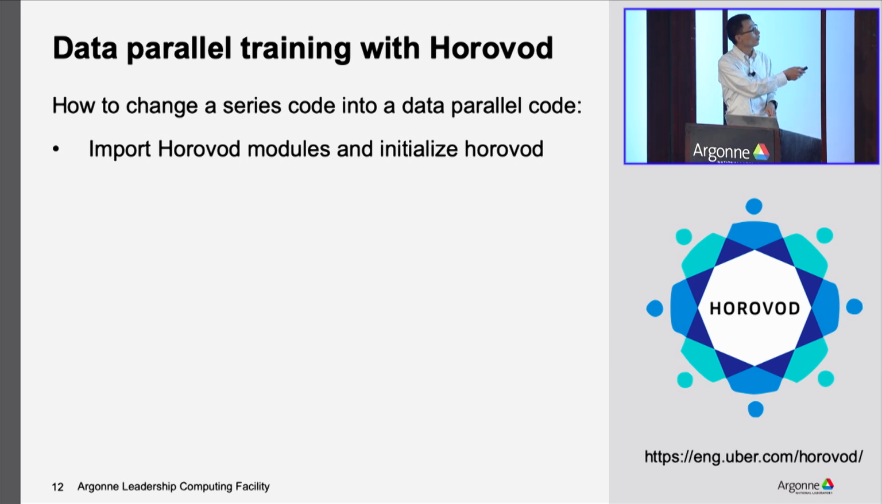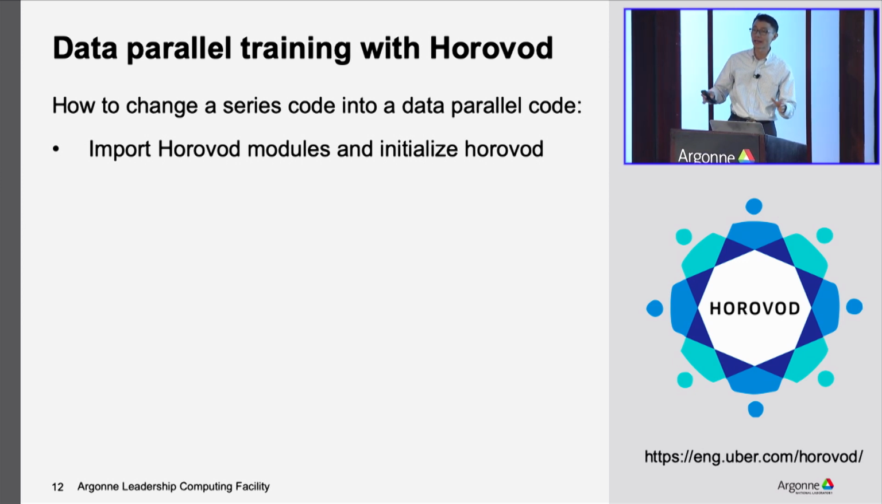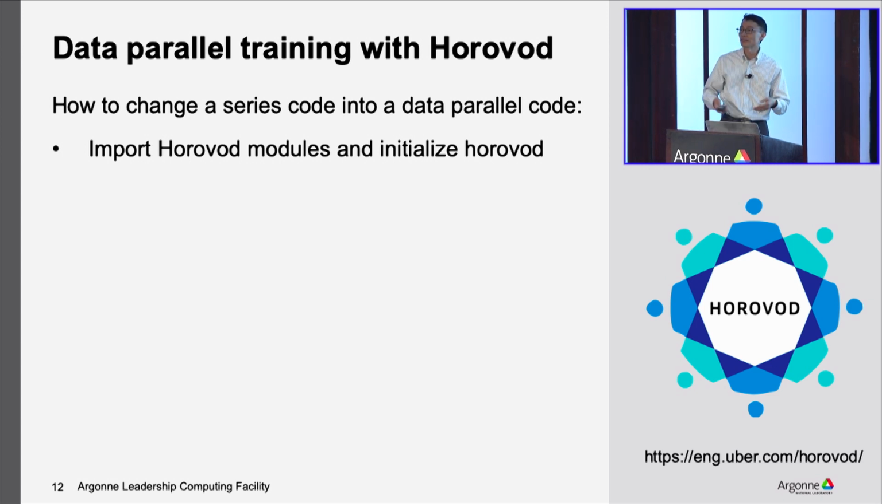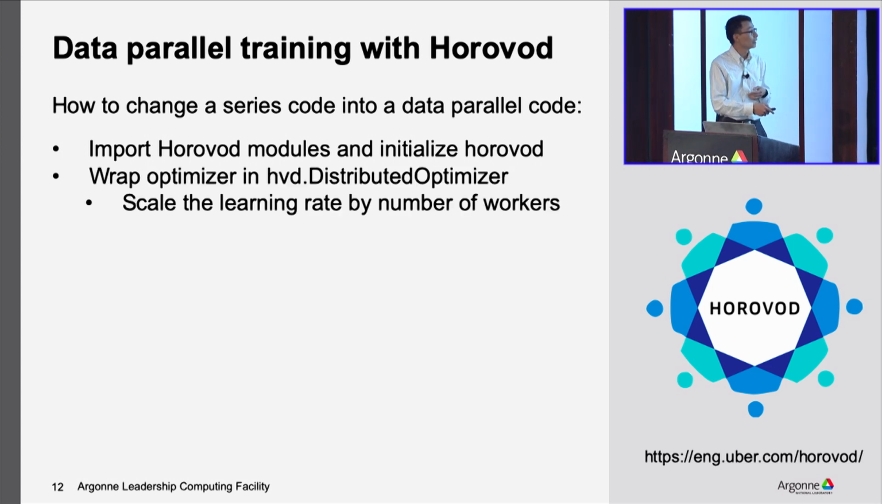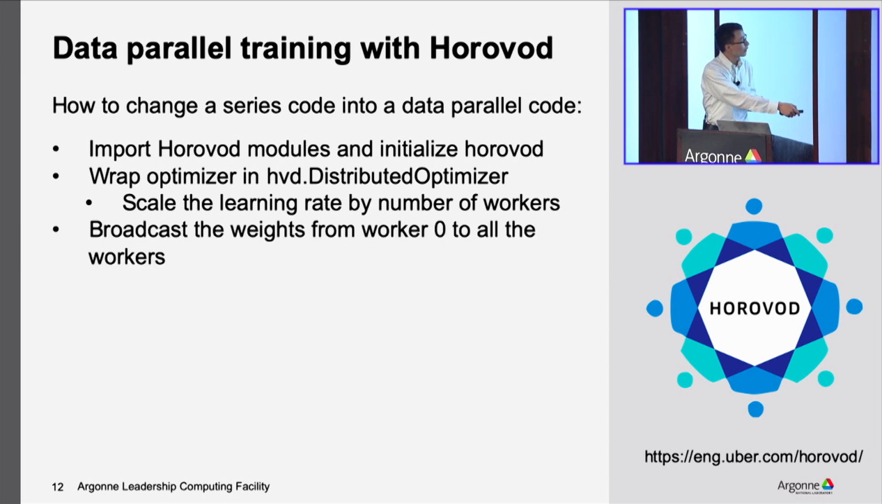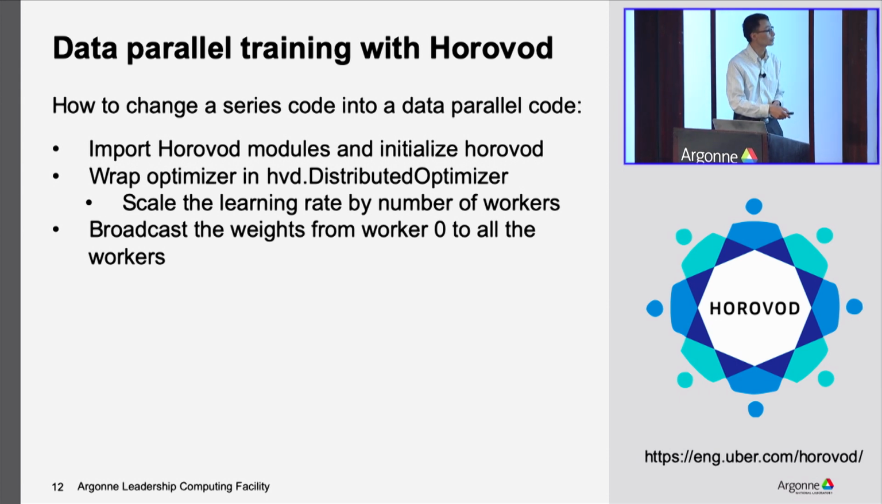The first is to import the Horovod module. I will show in detail in the next slides, but here I just point out there are a couple of things you need to do. And then initialize Horovod. This initialize is just like an MPI init in your MPI code to initialize the MPI environment. And the second thing is to wrap your optimizer. I will say more later. And then scale the learning rate in proportion to the number of workers you use.